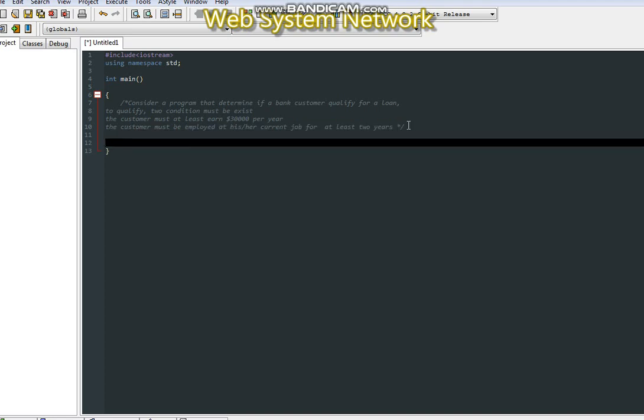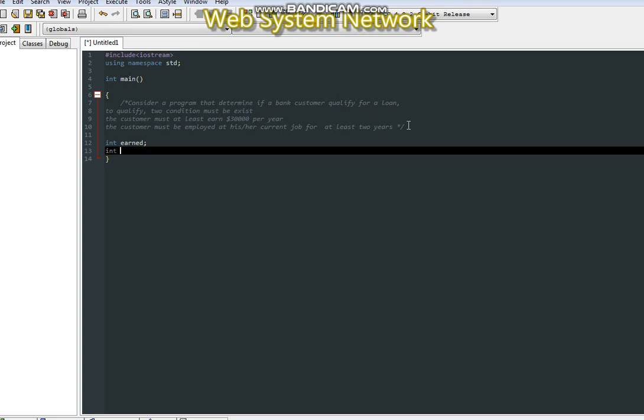Let's declare an integer variable called income, which will be holding the amount that the person earned per year, and then int years at job, which will be holding the number of years that the customer has been employed.